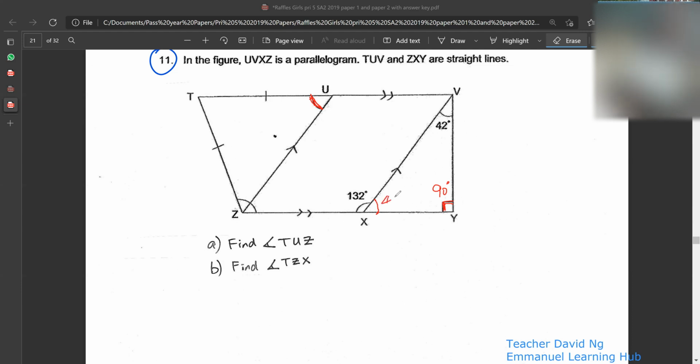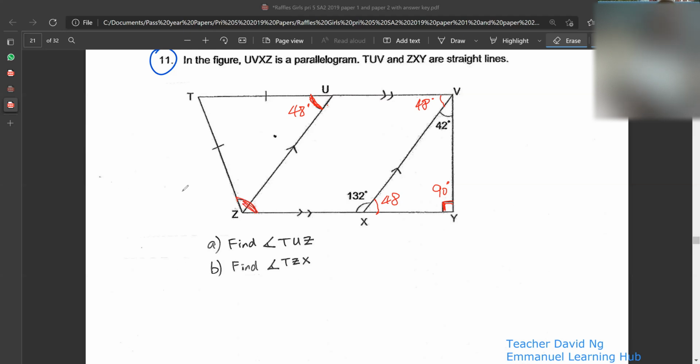48. Parallel, so 48. Right? Corresponding angle, 48. TUZ is 48. Any issue? No. TZX is this one.